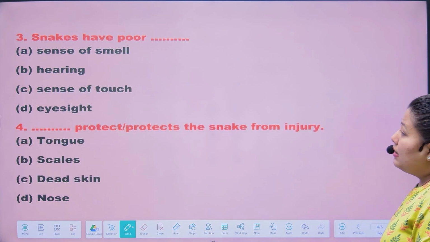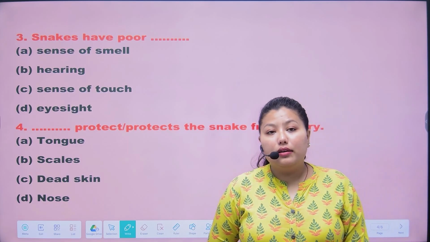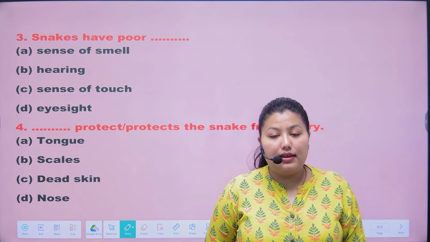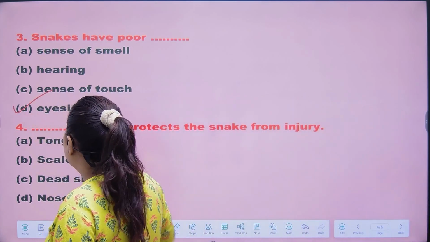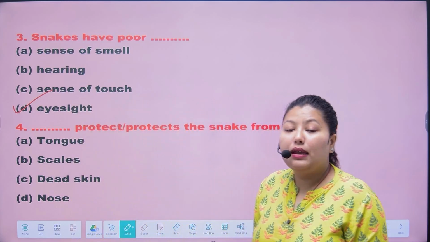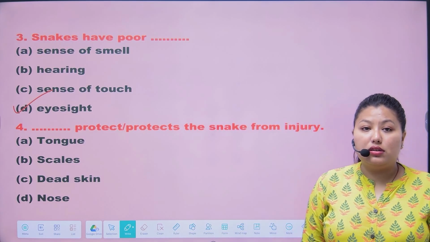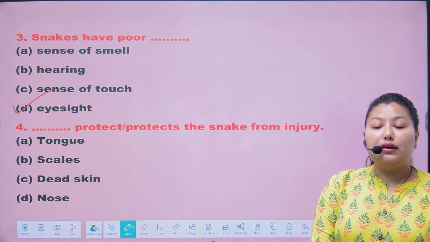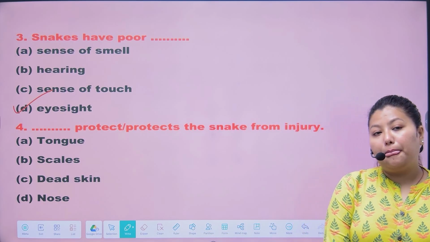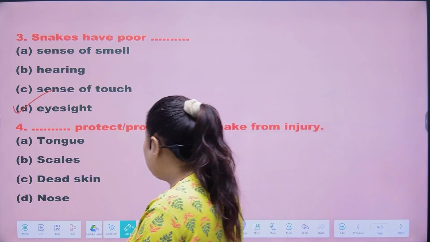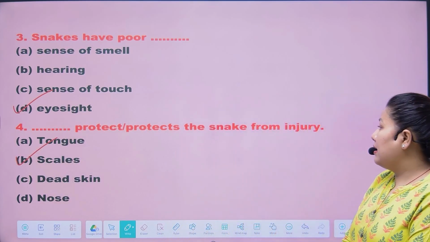Next question: snakes have poor dash. Options are sense of smell, hearing, sense of touch, eyesight. The correct answer is option D. Snakes have poor eyesight. Next question: dash protects the snake from injury. What protects the snake from injury? Options are tongue, scales, dead skin, nose. The scales of the snake protect them from injury.